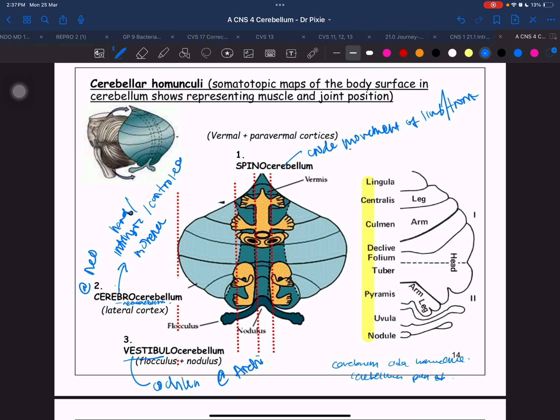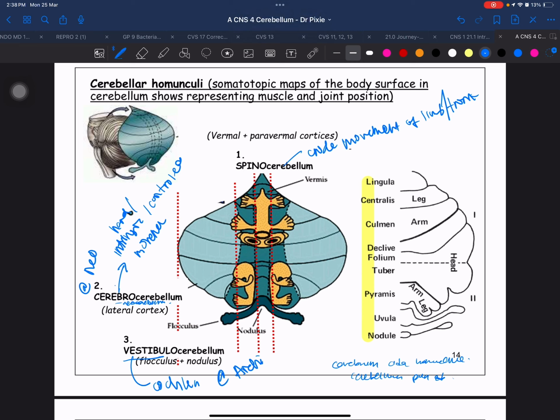So where do they talk to? The outermost will talk to the cerebrum. This side will talk to the spinal cord. And this part will talk to the vestibular. Why vestibular? Your inner ear is for balancing. Yeah? Then that is for your vestibulocerebellum. So now this is what you usually get from the neuroanatomical book.